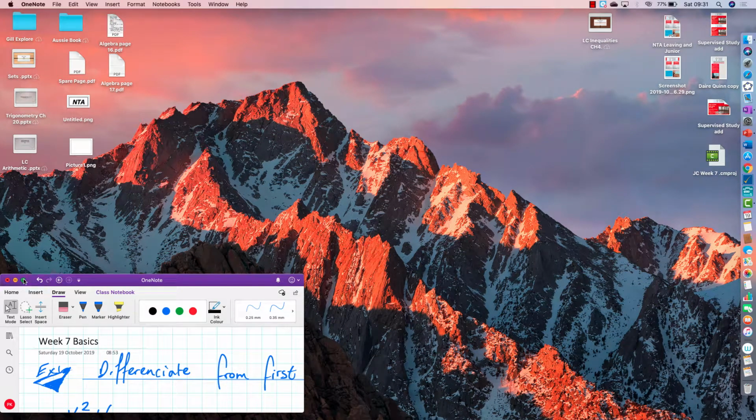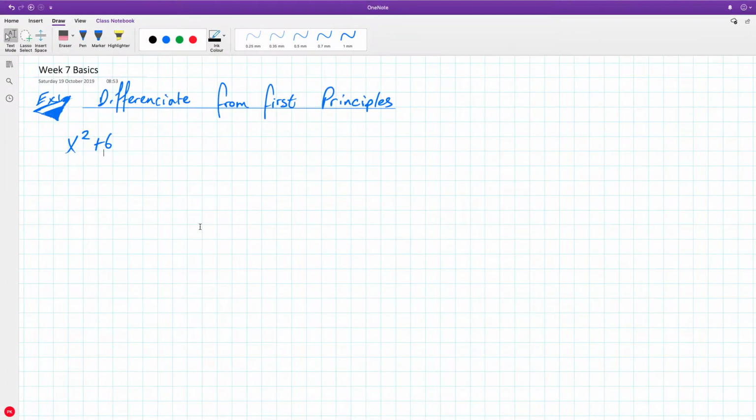Right, first week of differentiation. We'll try to go through the basics this week. Do we know the formula for differentiation from first principles? Any idea? The f of x plus h, minus the f of x, all over h, exactly.